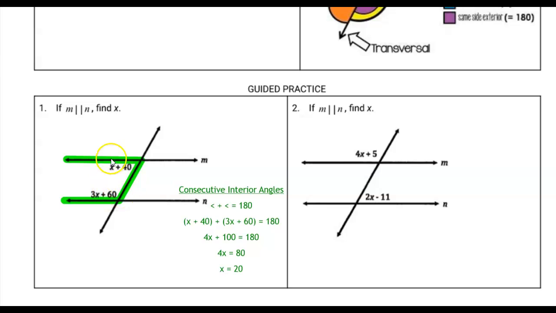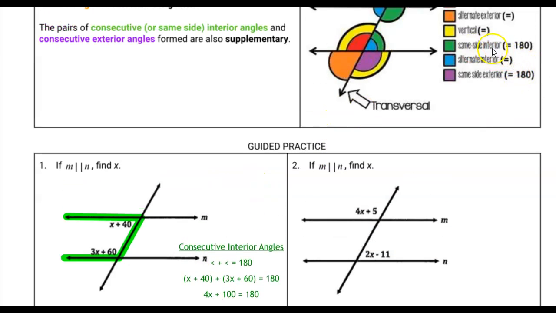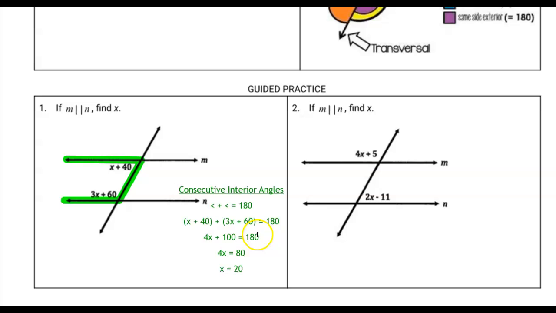All right, in this first problem, you should have identified that these two angles are consecutive interior angles. They are on the same side of the transversal, and they are between the two parallel lines. Consecutive means the same side of the transversal. Interior means that they're between the two parallel lines. I know that consecutive interior angles, also known as same side interior, add up to 180. So angle plus angle equals 180. Set up and solve. Check out this next problem.